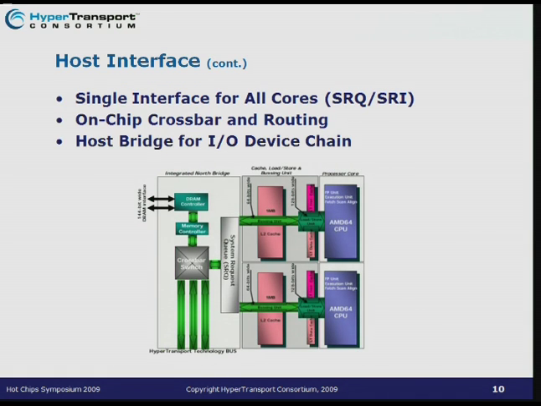So in doing so, basically we define a single interface for all the cores, as I mentioned before. We have on-chip crossbar and routing so that we could access either the local memory controller or remote memory controllers. And we also have something that's not depicted here, which is a host bridge so that we could access the I/O devices as well.